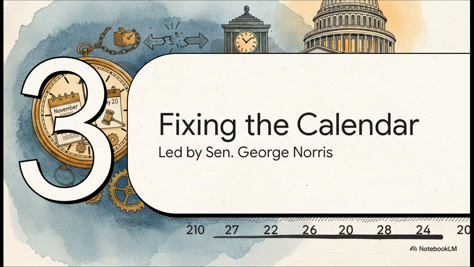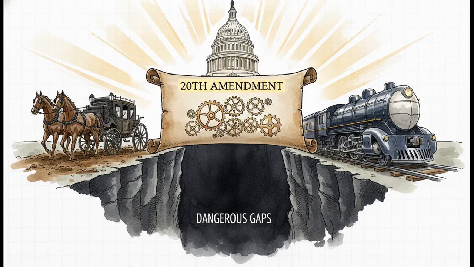Okay, so clearly something had to change, right? The whole calendar was broken. And the man who really led the charge to fix it was a senator from Nebraska named George Norris. And that solution, that fix, was the 20th Amendment. And you know what? It was ratified incredibly fast in 1933. Its whole purpose was simple. Hit the reset button on America's political clock and get rid of those dangerous gaps for good.